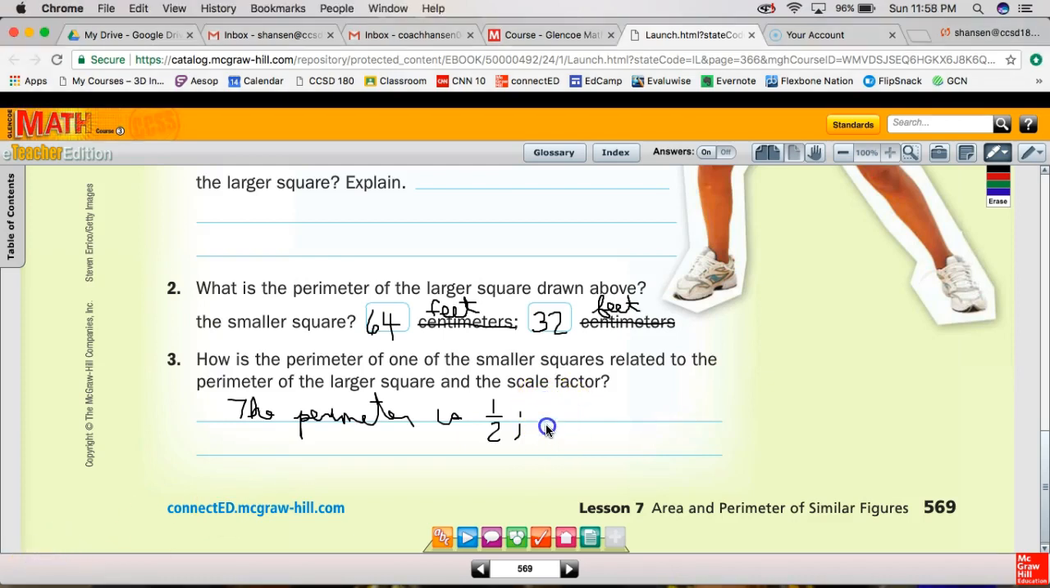Sorry, I had a brain fart there. I was trying to remember which letter we used for scale factor. It is indeed the letter K. So K is also a half.